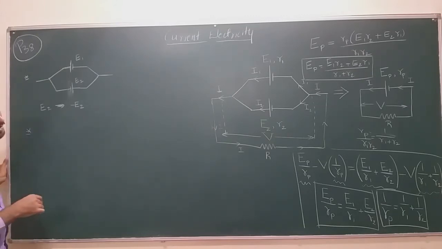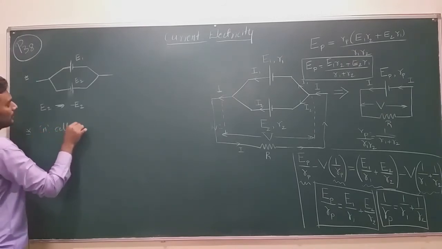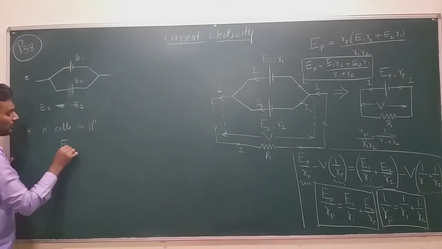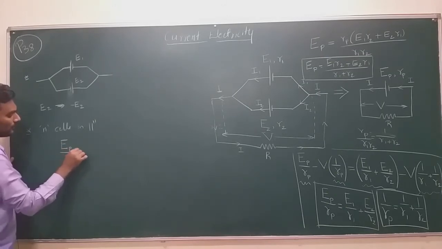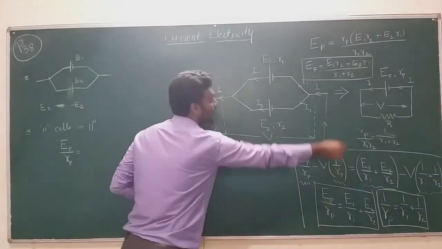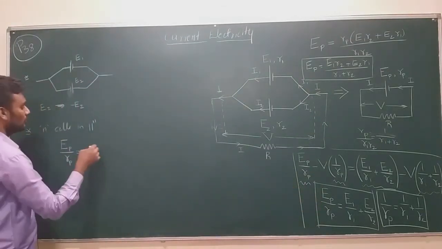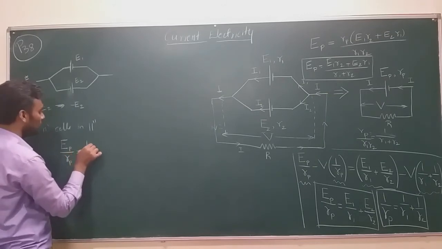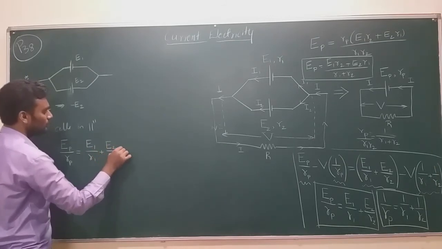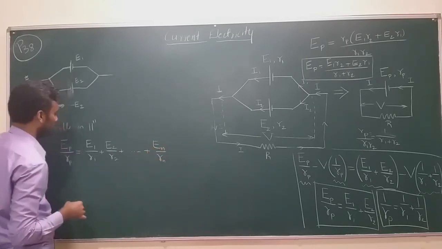The second special case is when you have n cells connected in parallel. For this situation, the effective EMF Ep by Rp is given by the following. We will stick with this result, we will not go to the other result, that would become complex. Using that we will have Ep by Rp is equal to E1 by R1 plus E2 by R2 plus so on plus En by Rn.